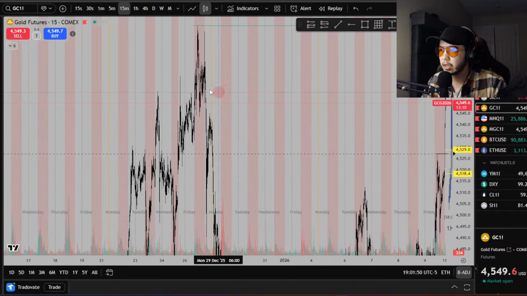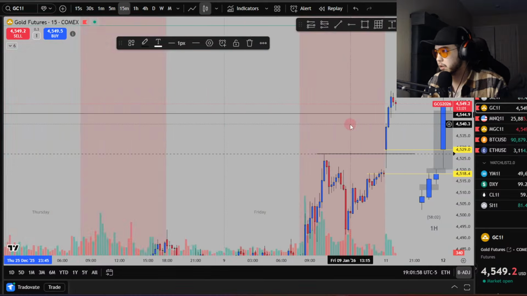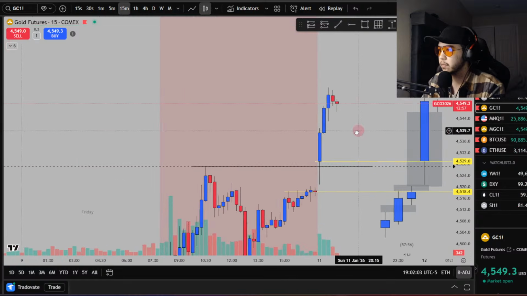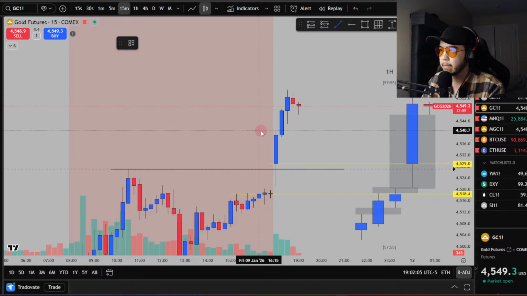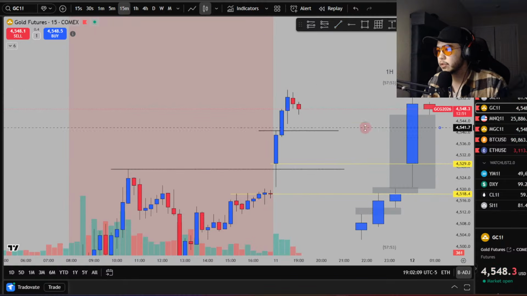Let me see. I look at the left side, see if there's anything significant that I need to pay attention to. Let's look at that high. Is there any correlation? Nah. So I get rid of it. And that would be another area I would be interested in.